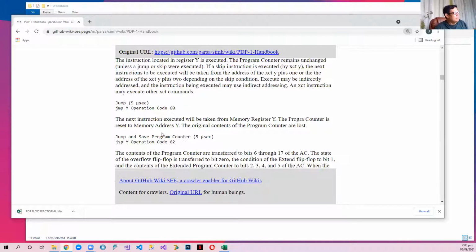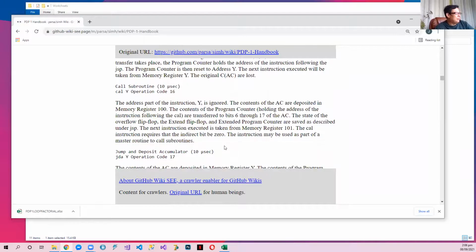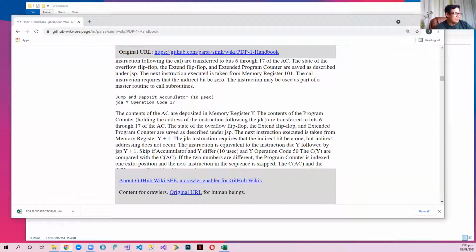Okay. Like the jump of the IAS. Do you follow? There's a special jump and save the program counter so that it can call a function and return to the program counter later. Okay. For the moment, we will discard that.